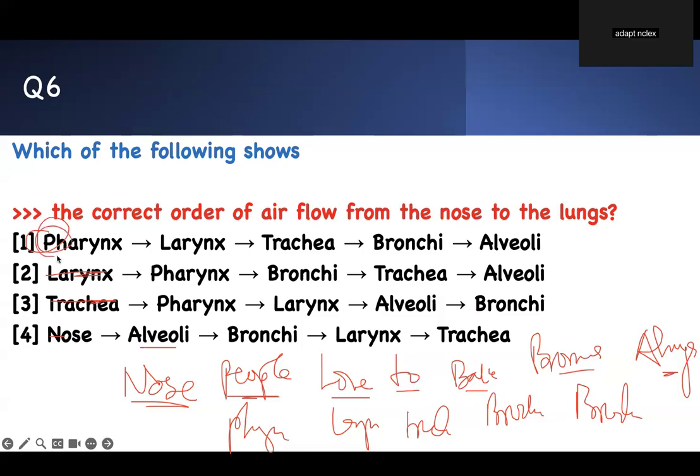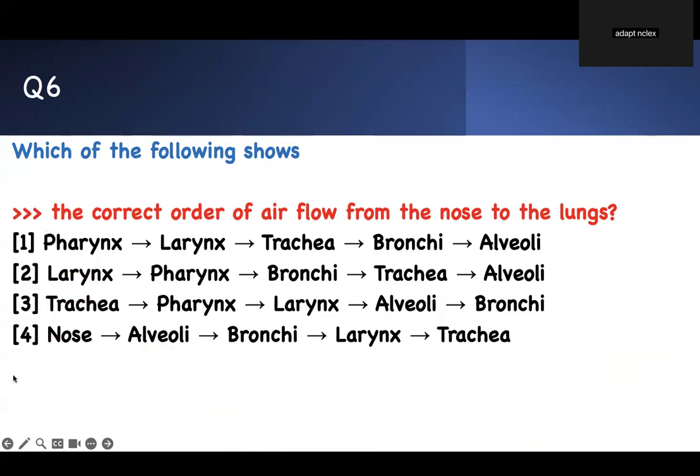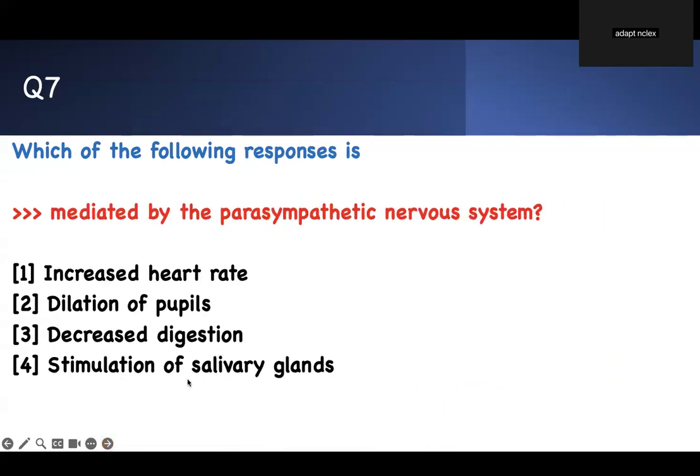You see how you can master it? Nose, people love to what? Bake brownies always. So that is the key. Number one is your right answer. If you don't know it, just memorize this content. You'll be able to answer any question on the pathway of air.